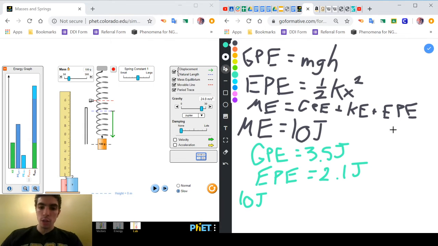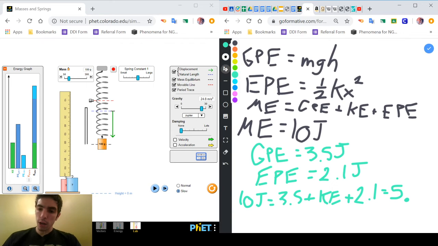So I'm plugging in our 10 joules for our mechanical energy in this equation. I'm going to plug in our 3.5 joules for the gravitational potential. We don't know what our kinetic is, so I'm just going to leave that as KE. And then we've got our 2.1 joule elastic potential. And so if you want to simplify this, you can. You certainly don't have to, but I'm going to do that here. So 3.5 plus 2.1 is 5.6 plus whatever that kinetic energy is.